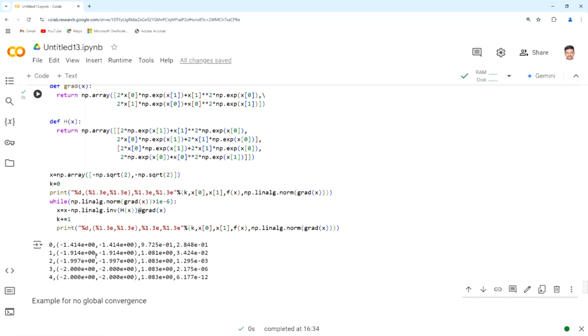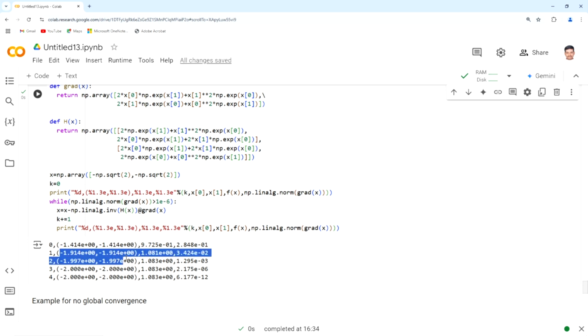Yeah. So, let us note this a little bit carefully. At iteration 0, it is the initial point, x0 is (-√2, -√2), and f of x0 is 0.9725. Okay. And at x1 you have moved to some other point, and f of x1 is actually 1.081, which is greater than 0.9725, right. Okay. So, that is not the end of the problem.